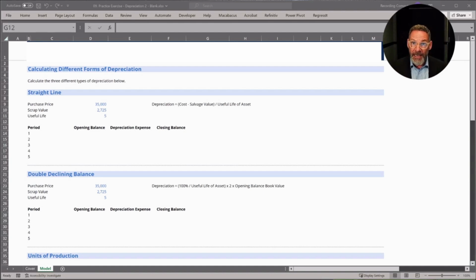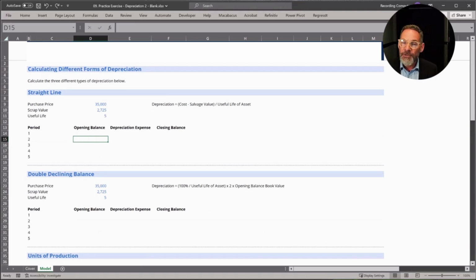We're going to do the same three: straight line, double declining, and units of production. Okay, so let's start with our straight line. Here we have slightly different purchase prices, scrap values, and useful lives. We have a purchase price of $35,000. We think the asset will be used in our business for 5 years. And at the end of 5 years, we think the asset will be able to be sold for $2,725. So our opening balance when we buy the asset, of course, is the purchase price.